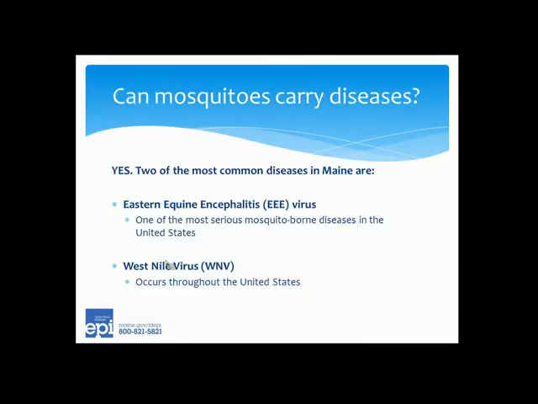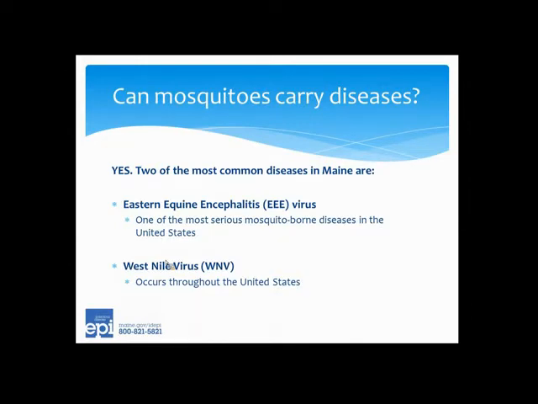So can mosquitoes carry diseases? If I was there in front of you, I would ask you, can anybody name a disease that's carried by a mosquito? And obviously here I have the answers up for you. There are two mosquito-borne diseases that are considered endemic in Maine. So endemic means that they are found here all the time. And the two diseases that are found here in Maine are Eastern equine encephalitis, also known as Triple E. And Triple E is one of the most serious mosquito-borne diseases in the United States.